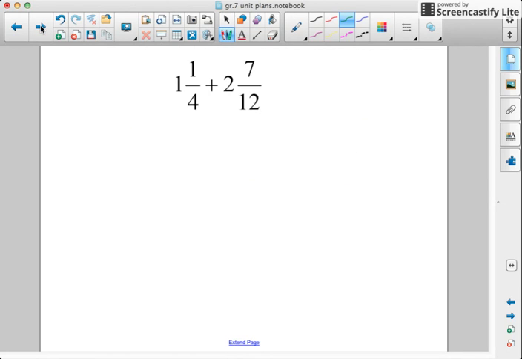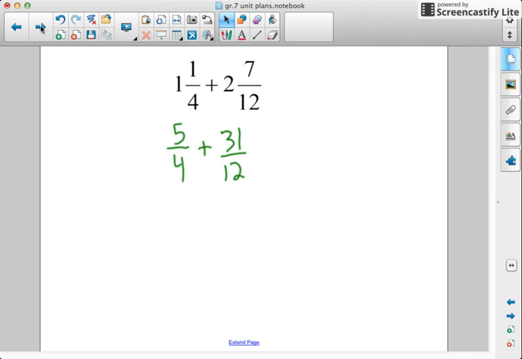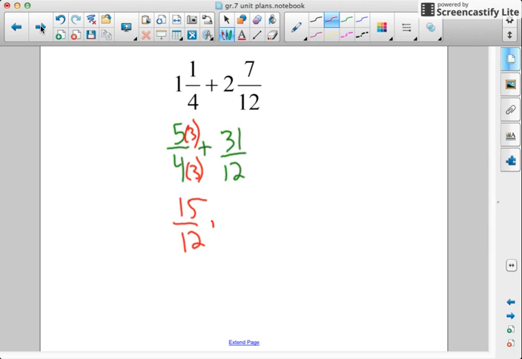So method number one, we're going to convert these to improper fractions. So this would be 4 times 1 is 4 plus 1 is 5. So 5 quarters plus this would be 24 plus 7, so 31 twelfths. My common denominator for these would be 12, so I'm going to times this one by 3. So I end up getting 15 twelfths plus 31 twelfths. And that's going to give me 46 twelfths.